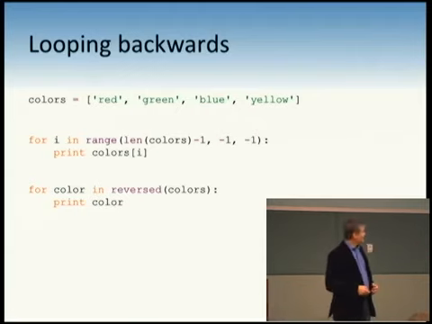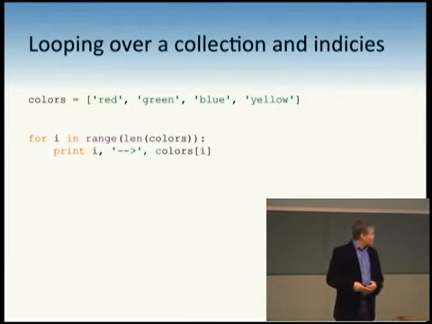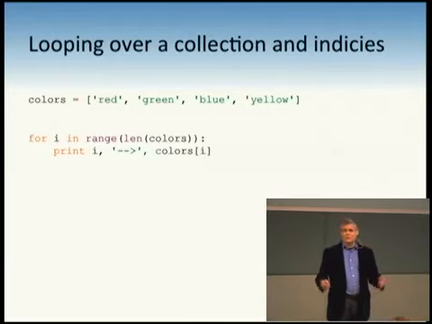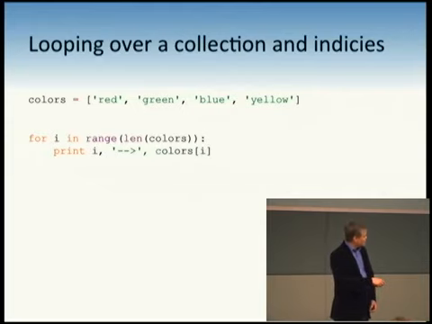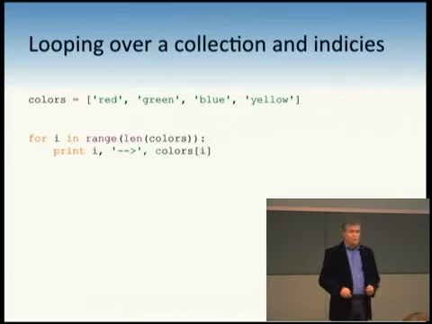I did that. Okay. Looping over a collection and the indices at the same time. A C programmer would have no problem because they are already looping over the indices, so they can print the ith position and the ith color. So the output of this would be 0 red, 1 green, 2 blue, 3 yellow. How do you do it in Python without indices?